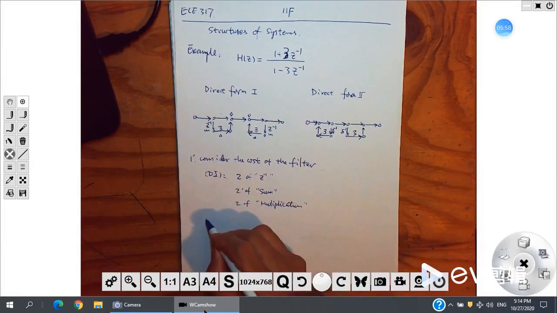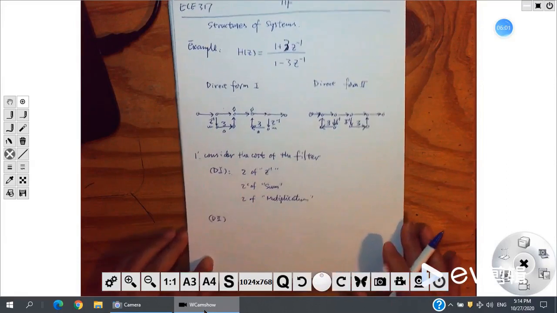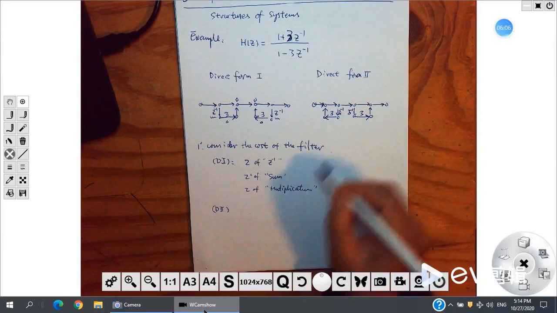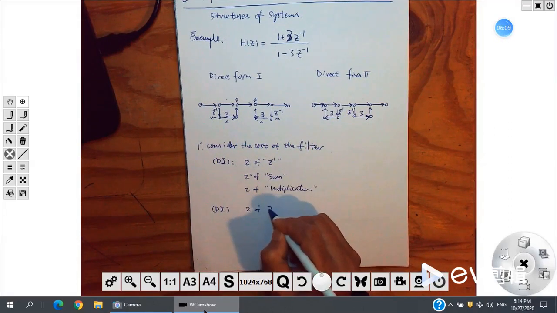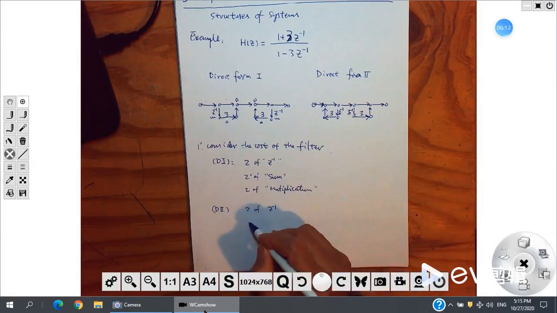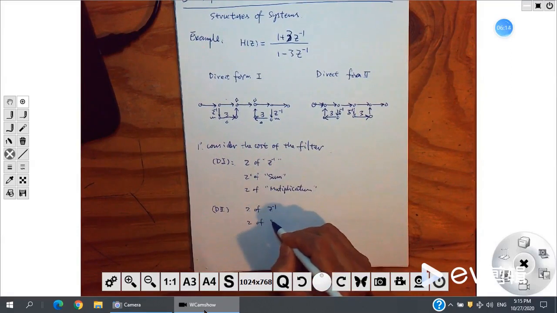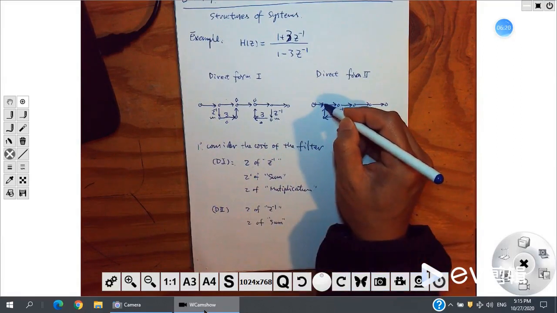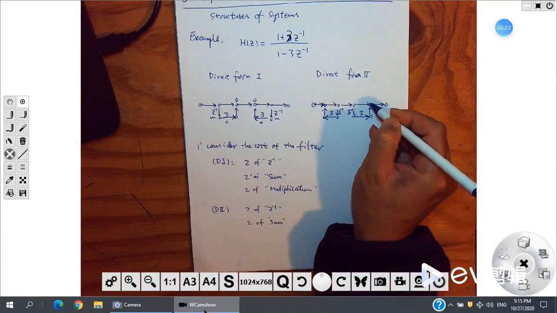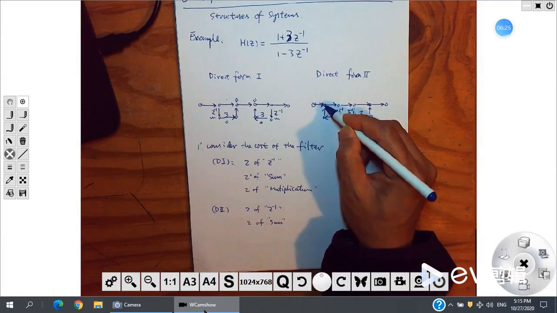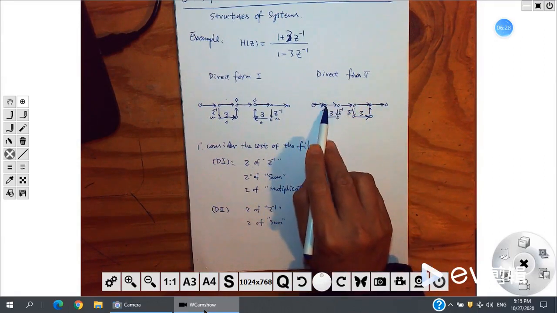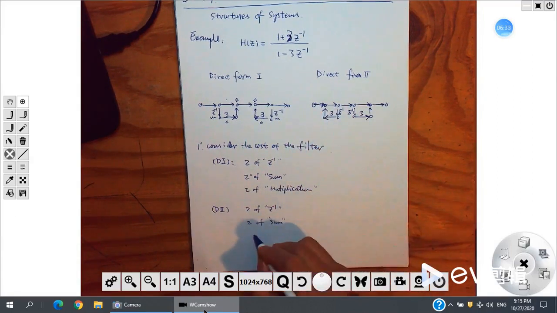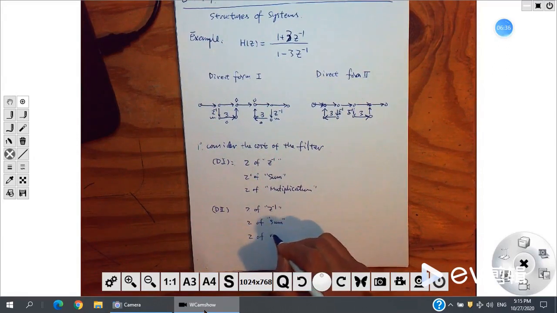And the direct form 2 type, how many summations, how many delays? I still have 2 delays and 2 summations. Here's a summation, here's a summation. Do we have any other summations here? No. Actually only 2 summations, and 2 multiplications.